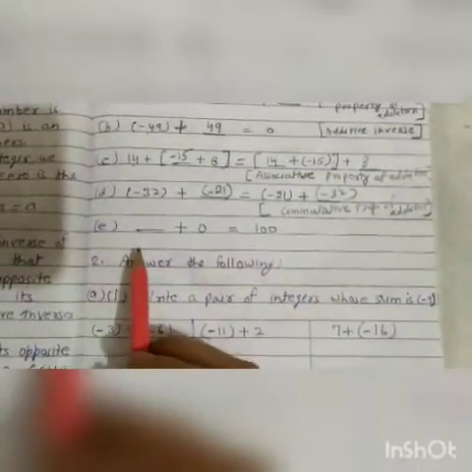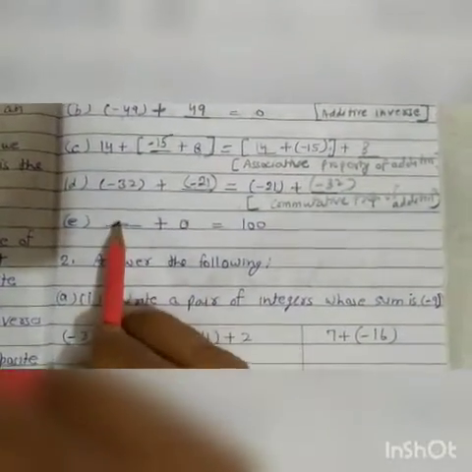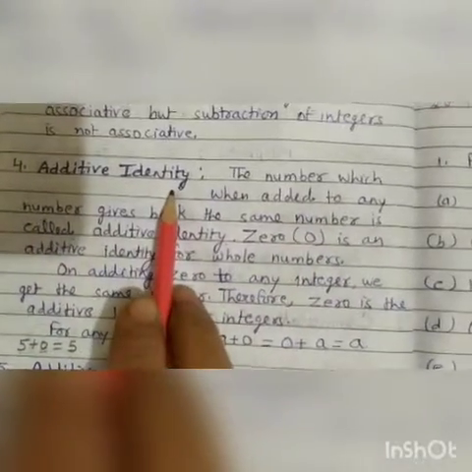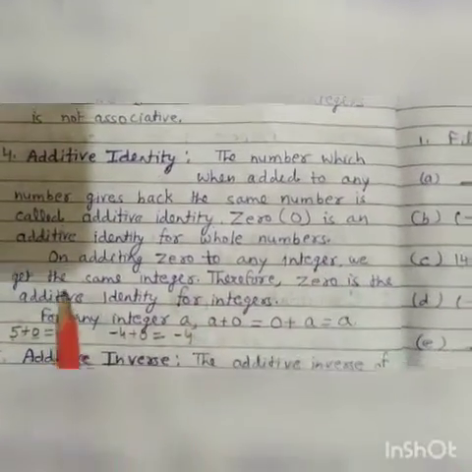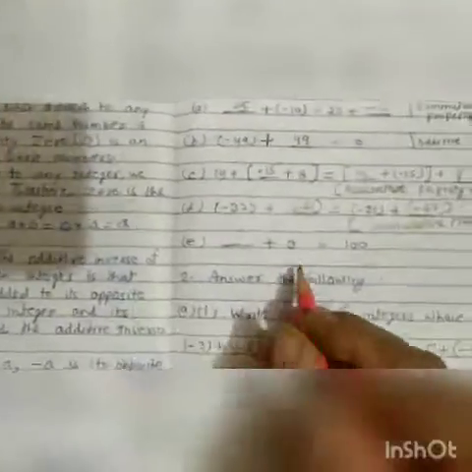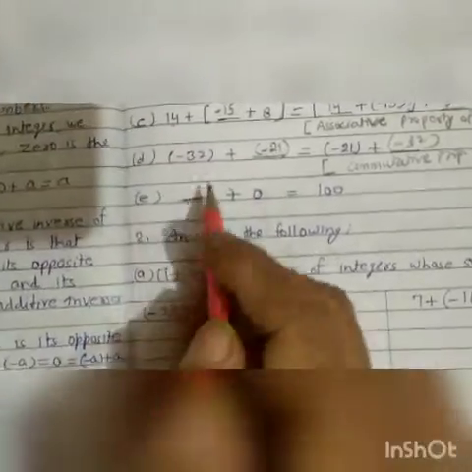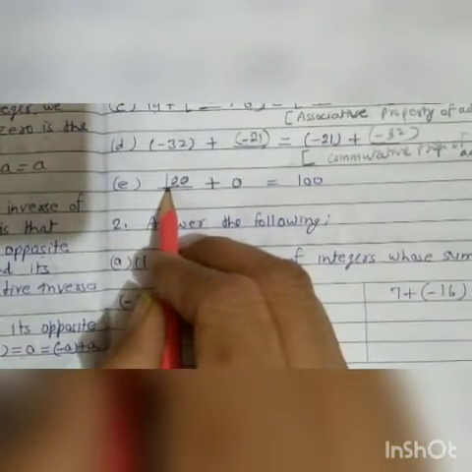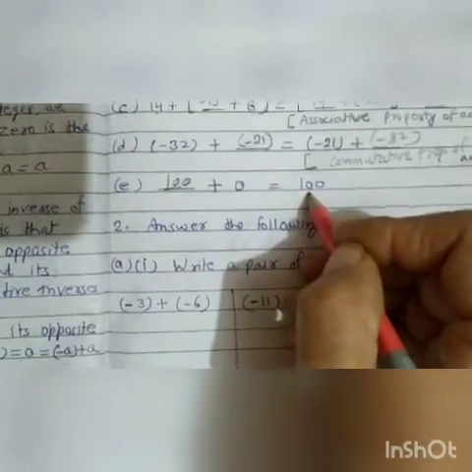Now come to the last blank. Here it is blank plus 0 equals 100. Here we are adding 0 to this number and we are getting 100. I told you about the additive identity. What is the additive identity? On adding 0 to any integer, we get the same integer. So here we are adding 0. What number should we write here? Here we should write 100. When we add 0 to 100, we get the same number, 100. Clear up to here?